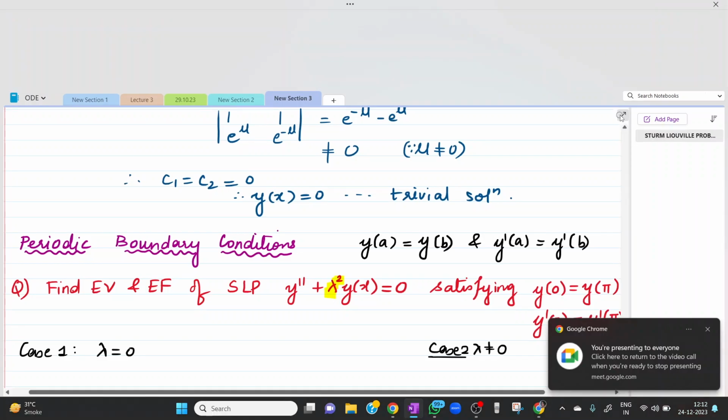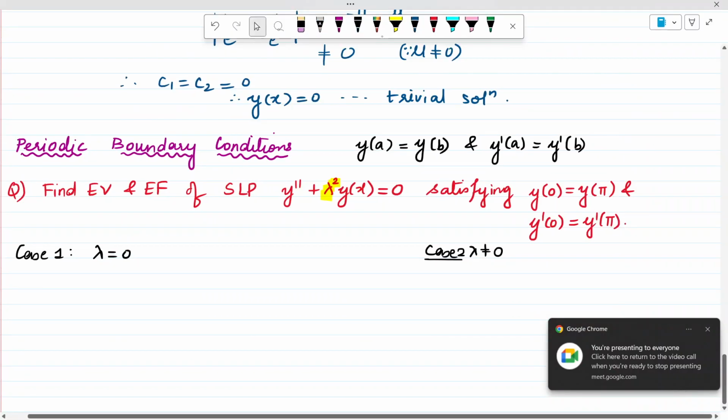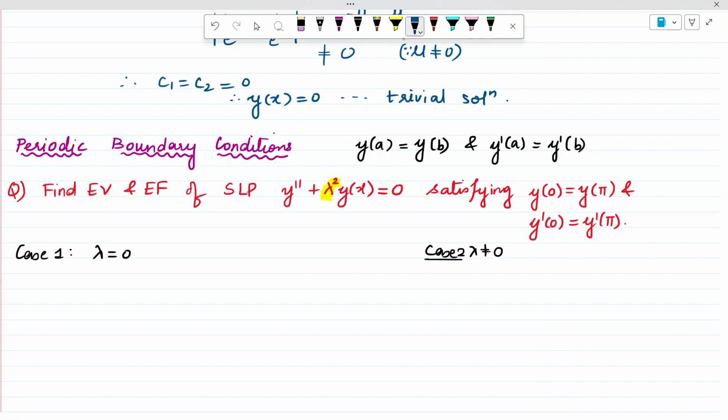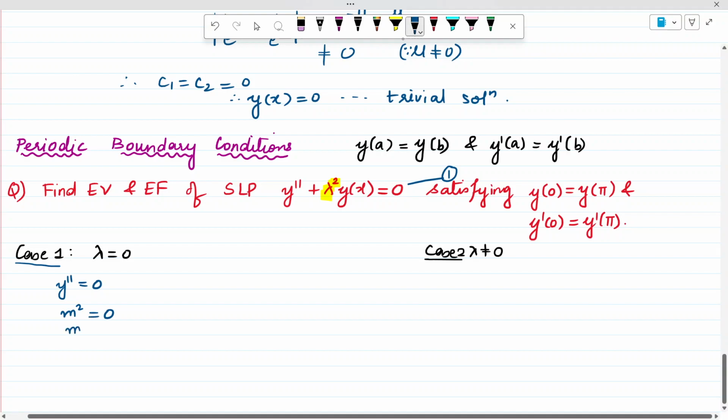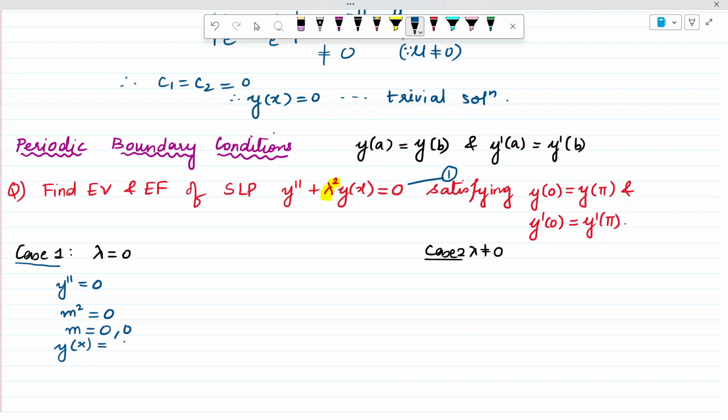Okay. So let's begin here. As we are expected to do 2 cases only, not 3 cases, because it is lambda square in the question. Okay? So if we start with lambda equal to 0, my equation number 1 will get converted into y double dash equal to 0, and the auxiliary equation will be this. M will be equal to 0, 0. So my y of x would be equal to C1 plus C2x. I hope everyone has got it so far.